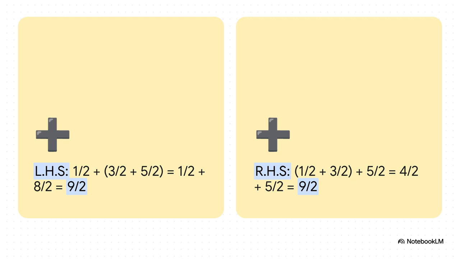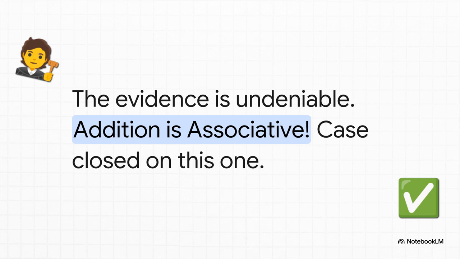Got it. Now for the right side, we'll group the first 2 numbers. 1 half plus 3 halves is 4 halves. Add 5 halves to that, and we get the exact same result, 9 halves. The answers match perfectly. The evidence is just undeniable. Addition follows the law. Case closed on this one.